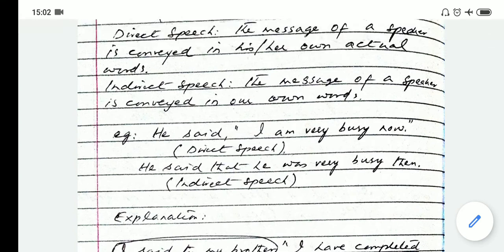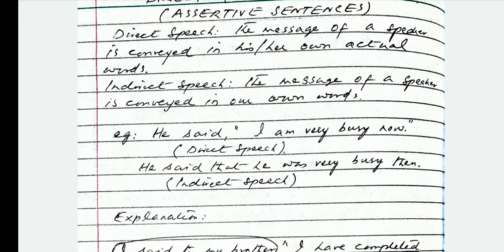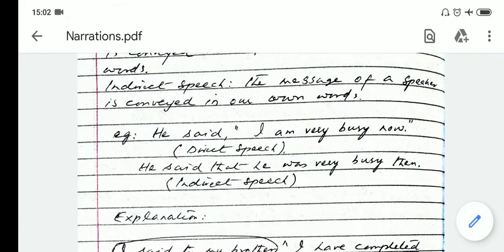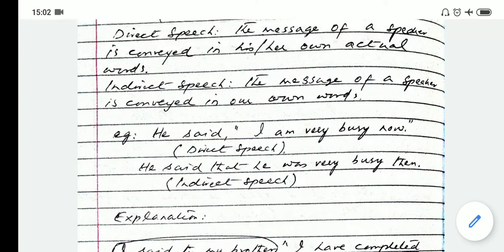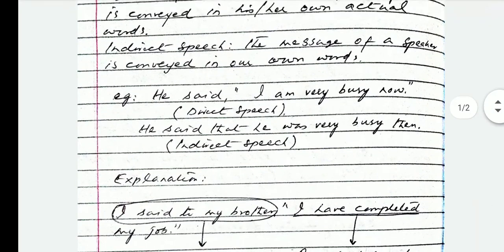Then an indirect speech is, he said that he was very busy then. We are not quoting his exact words. उसने ज़ाहिर ये तो नहीं कहा होगा ना कि he was very busy then. उसने ये कहा कि I was very busy now. So when we are conveying the message of the speaker in our own words, this is called an indirect speech. And in indirect speech you can see we do not use inverted commas. So this is just an example okay, what is a direct speech and what is an indirect speech.